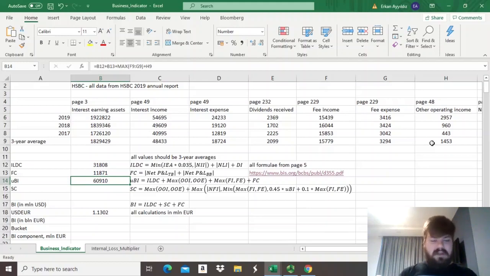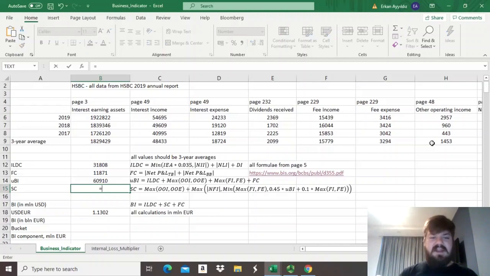Now, having already calculated the unadjusted business indicator, we can figure out the final component of our business indicator proper, the services indicator, which again revolves around other operating income or expense and fee income and expense. So what to do here? First of all, again, the maximum value of other operating income or other operating expense. As we haven't got the latter, we just take the former. And then we need to add this complicated formula with a bunch of max and min functions. But let me explain the logic of this function.